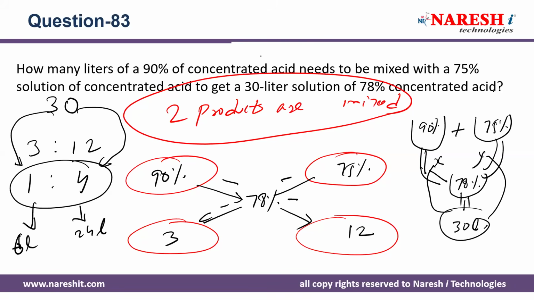Why are we taking X, Y? We are not taking X and Y. I'm assuming that X liters are taken from the 90 percentage solution and Y liters from the 75, 78 percentage solution. Those liters have been added into another solution, which is 78 percentage concentration and includes 30 liters. So these 30 liters have been made by taking some amount from the first container and some amount from the second container. How much amount have you taken? That is what they're asking.